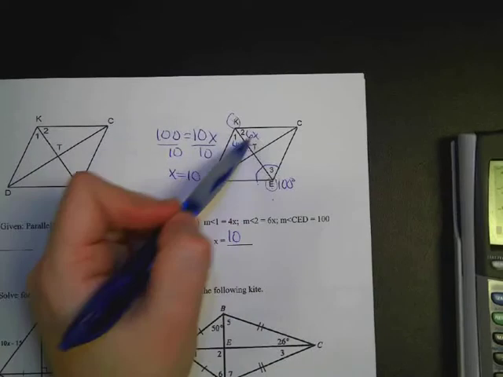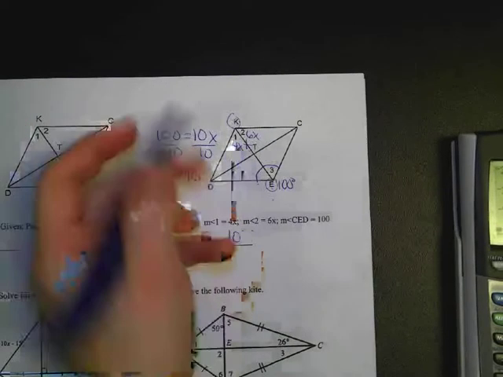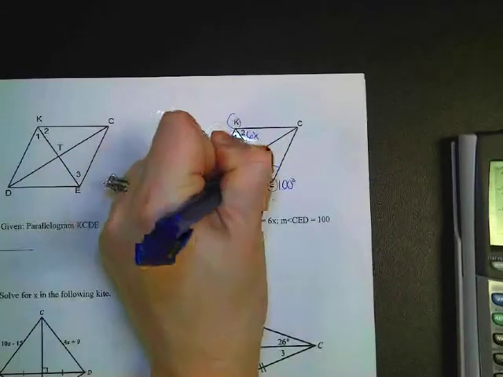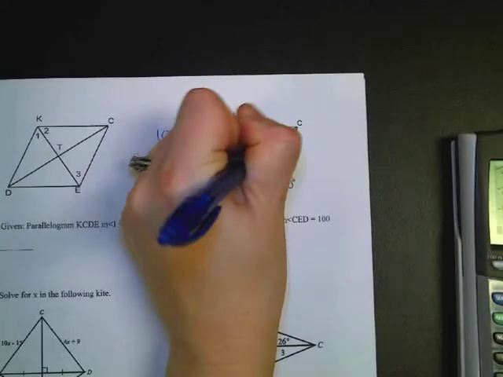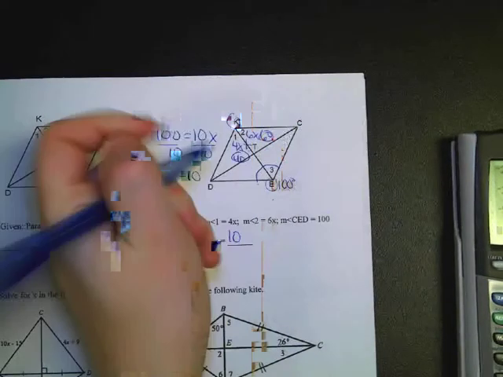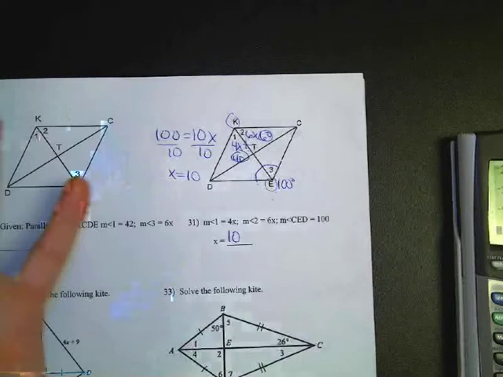And I can plug that back in just to make sure I'm right. 4 times 10 is 40. 6 times 10 is 60. Do 40 and 60 add to 100? Which they do, so I know I'm right.